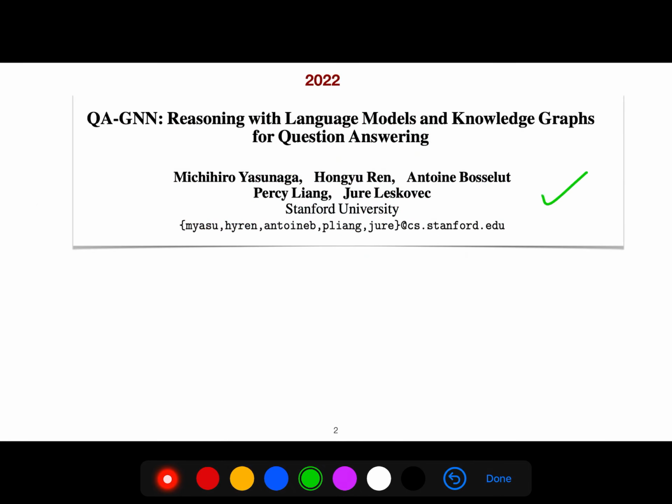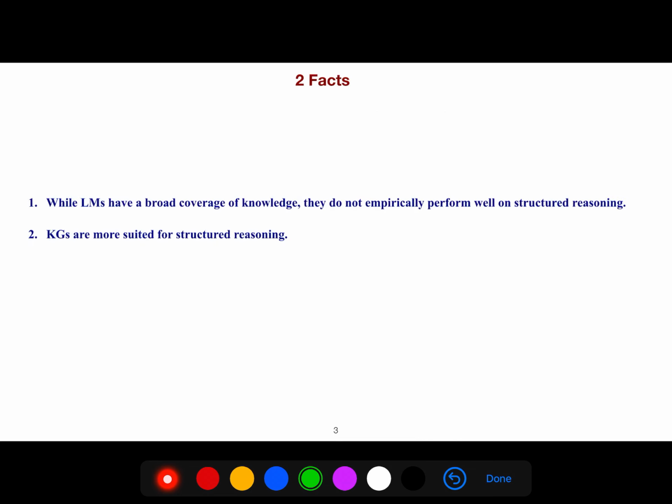So I want to explain this article by Percy Liang. I also know Jure Leskovec. He's interested in GNN, graph neural networks. Percy Liang is an expert in semantic parsing. I've explained his articles, for example, using Freebase and other researchers.